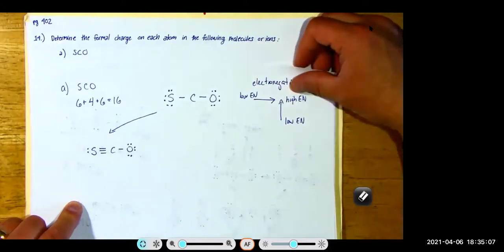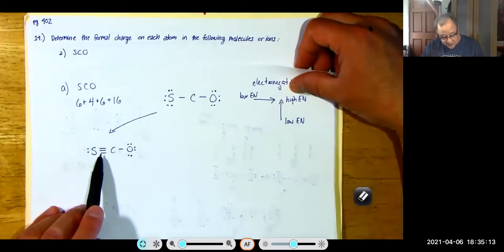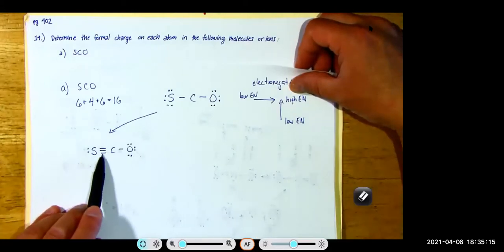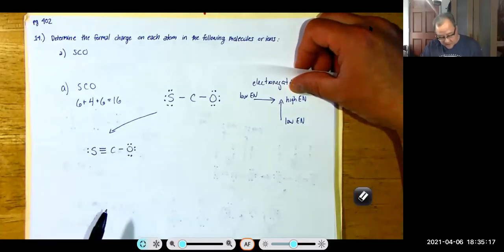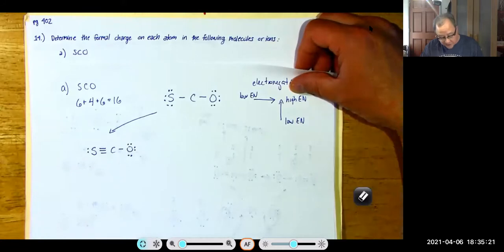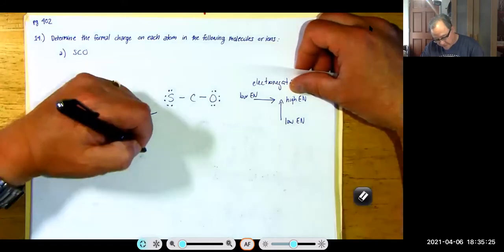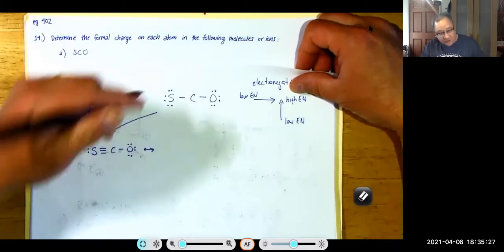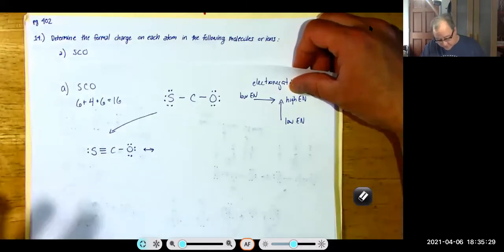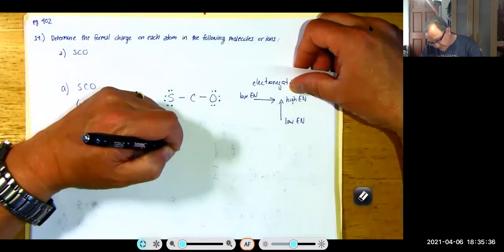Now, if we count electrons around the sulfur, we count its lone pairs and the bonding electrons, 2, 4, 6, 8. So it's got an octet. Carbon, 2, 4, 6, 8. It's got an octet. Oxygen, 2, 4, 6, 8. It's got an octet. Now, these are called resonance structures, and this is like the NO2 one we did before. What's another way we could do this? Well, we could do this.